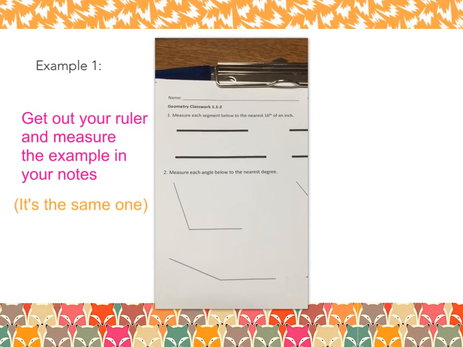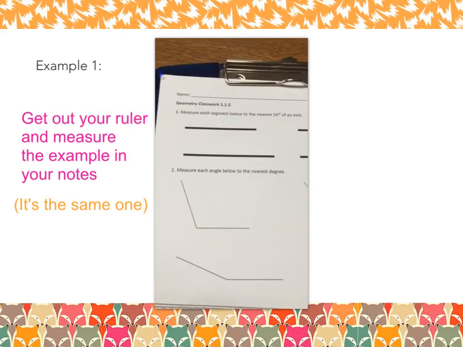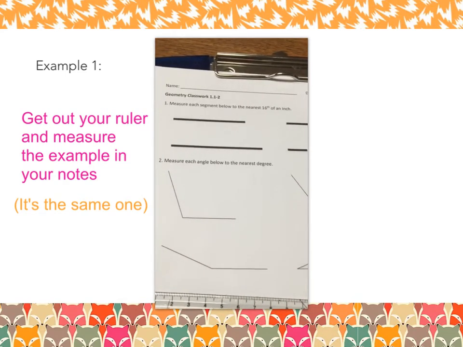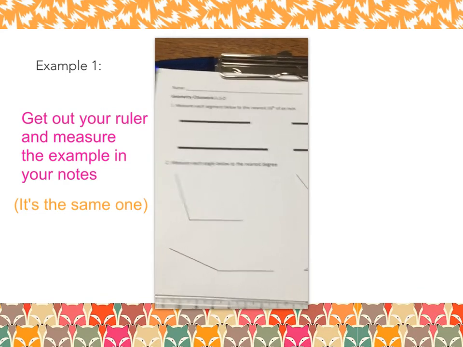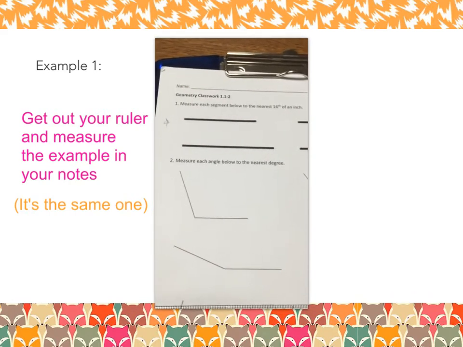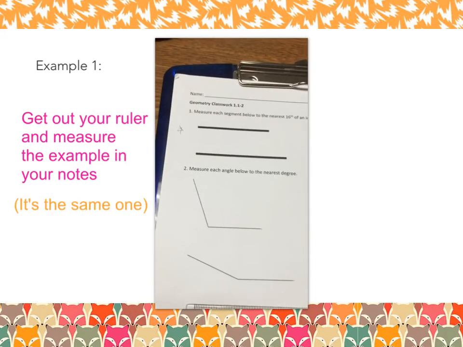All right, in this video, you're using rulers and protractors, and for this first question, it says measure each segment below to the nearest 16th of an inch. I only want you to do the very first one in your notes, the top left one. The other ones, we're going to practice some more of that in class.